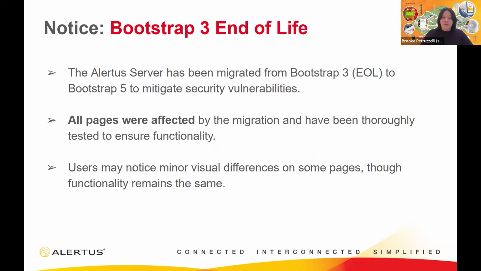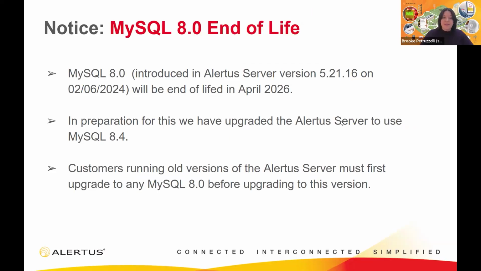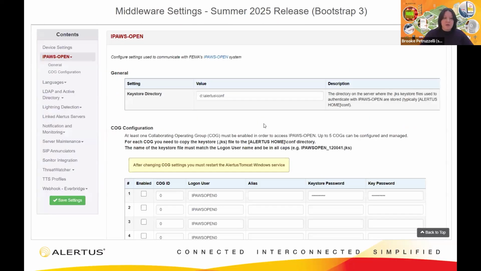The main takeaway for users is that while they may notice minor visual differences on some pages due to the styling updates in Bootstrap 5, the core functionality of the Alertus server remains the same. So to demonstrate what the visual difference may look like for end users, here's a page in our middleware settings from our Summer 2025 release using Bootstrap 3. And this next page will show the differences for using Bootstrap 5.